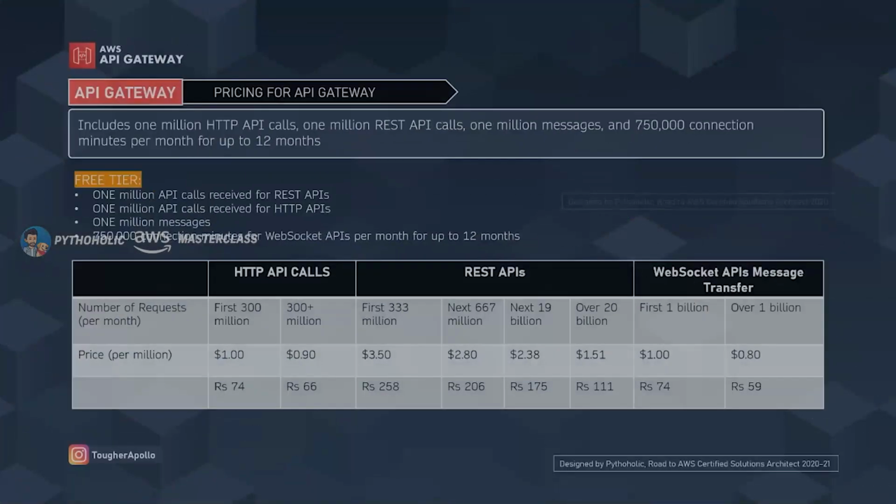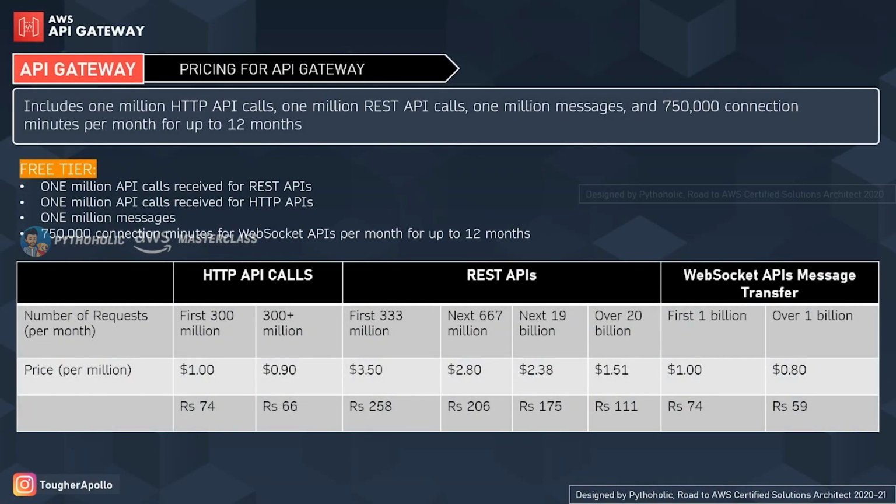Let's move on. So now let's discuss the pricing for API gateways. So for free tier people, there is plenty of good news here. API gateway includes a free tier of 1 million API calls received for REST APIs. And for WebSocket APIs, we have 1 million messages and 750,000 connection minutes per month. That is for up to 12 months.